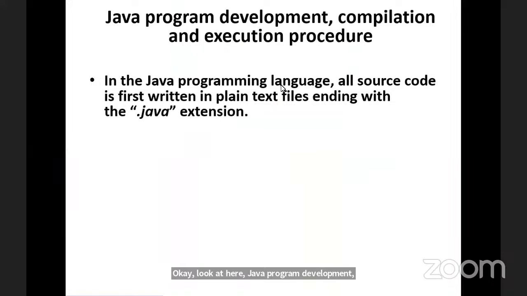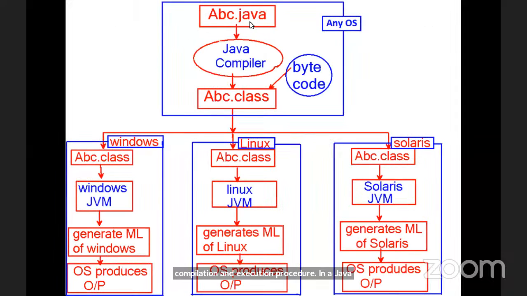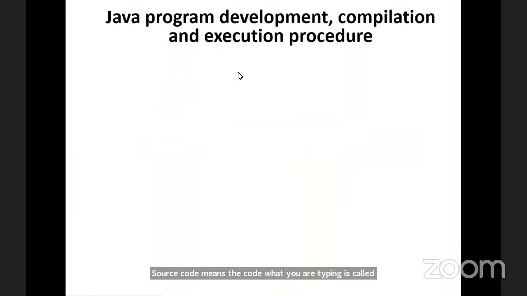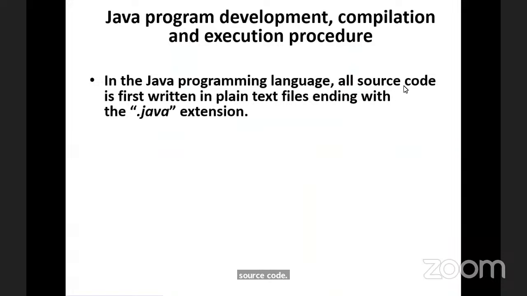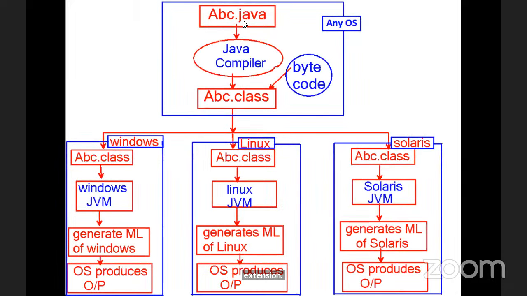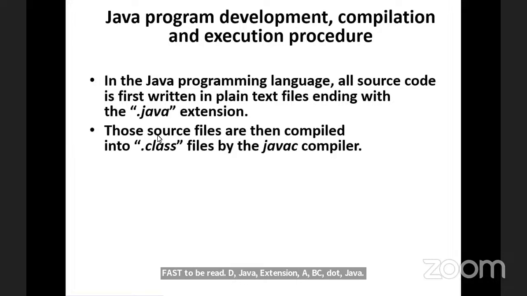In Java programming language, all source code, meaning the code that you are typing, is called source code. In Java programming language, all source code is first written in plain text files ending with the .java extension. First we write the .java file, abc.java. Then next, those source files are compiled. Compiled means converting source code into the next format, that is a .class file, by what software? javac. The compiler software name is javac.